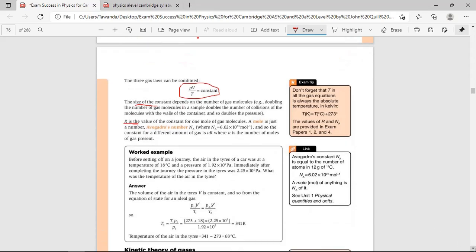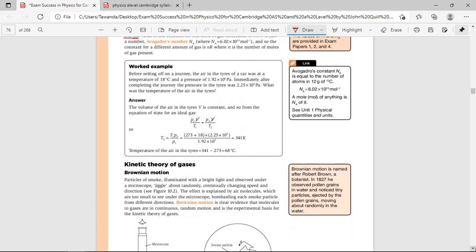Okay, let's look at this example. What are they saying? Before setting off on a journey, the air in the tires of the car was at temperature 18 degrees Celsius and pressure of 1.92 times 10 to the power of 5 pascals. They are saying immediately after completing the journey, the pressure of the tires was this one now. Then they're asking, what is the temperature of the air in the tires?